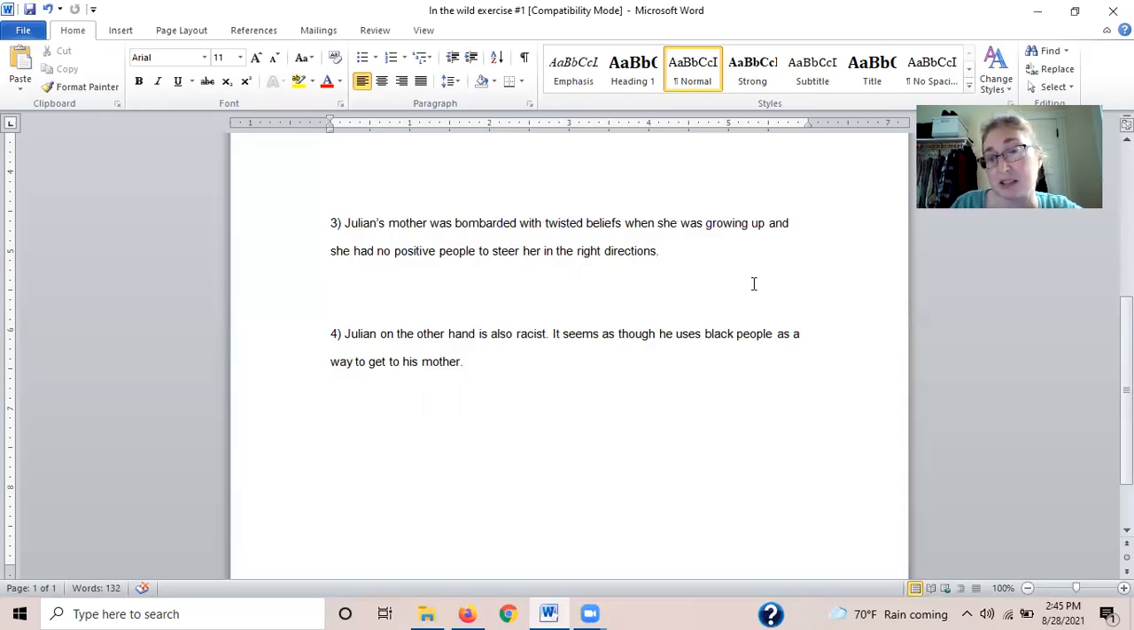Because none of these examples were using references to text in a large way. They weren't explaining. These were just interpretive statements. These are the statements that then should start me on a path where I start explaining, offering examples, proving something to a reader. Okay. Julian's mother was bombarded with twisted beliefs when she was growing up, and she had no positive people to steer her in the right directions. Better? Well, it's certainly better than what we started with. So think about that kind of thing.